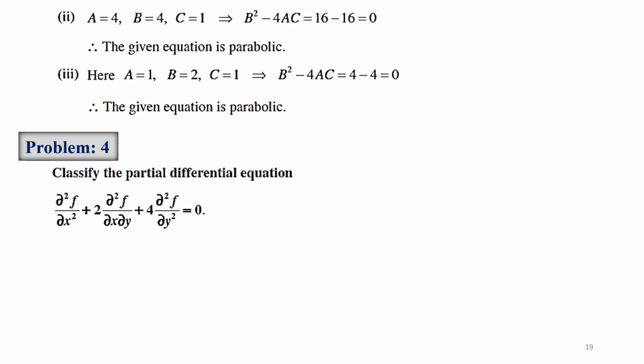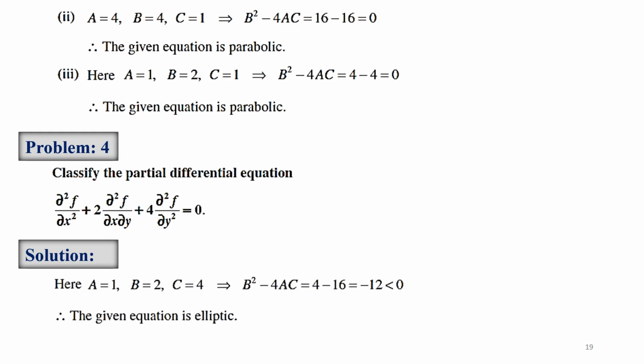Dou square f divided by dou x square plus 2 into dou square f divided by dou x dou y. So a is equal to 1, b is equal to 2, c is equal to 4. So b square minus 4ac is negative, which is elliptic.